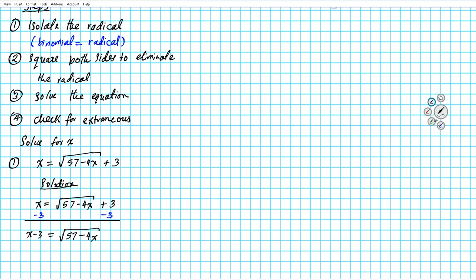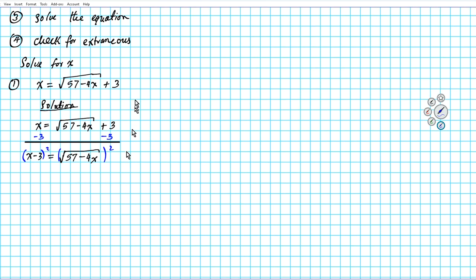Now we're going to get rid of the radical by squaring both sides of the equation. So we're going to square the left side of the equation, and then we're going to square the right side of the equation. On the left side, we're going to have this binomial multiplied by itself, so x minus 3 times x minus 3. And on the right side, the square and the square root are inverse operations, so they cancel each other out, and we're left with 57 minus 4x.